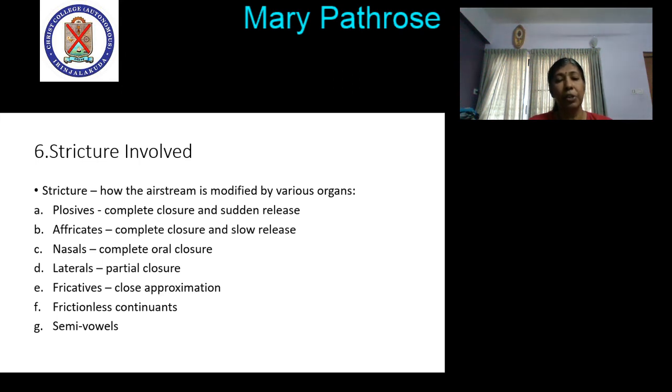Then we have frictionless continuants. A sound like "r" is a frictionless continuant. Semi-vowels include "y" and "w". These sounds are articulated exactly like vowels, but they are classified with consonants because they occupy marginal position in a syllable, whereas a vowel sound can occupy only a central nuclear position.